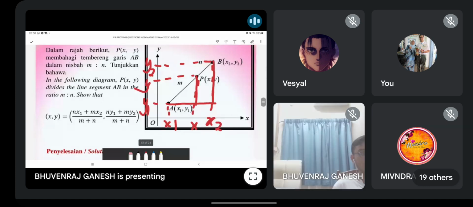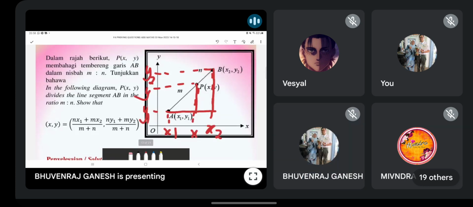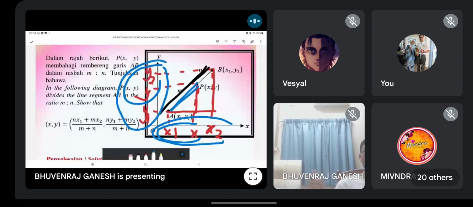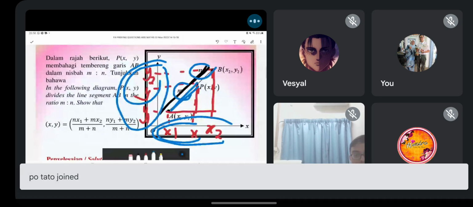We are just comparing the gradient only, bandingkan kecerunan sahaja. Basically this kecerunan versus this kecerunan, blue over black. Yang biru punya kecerunan bahagi dengan yang hitam punya kecerunan. So basically kita bandingkan x dengan x, y dengan y, lepas tu sama dengan m bahagi n. Okay guys, are you clear?